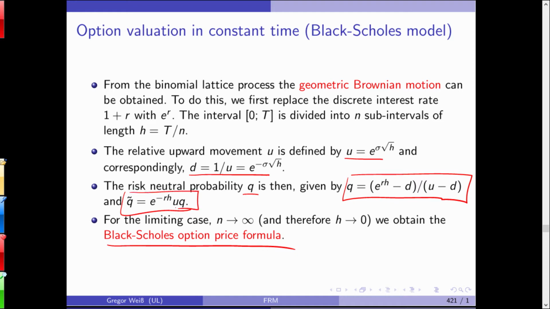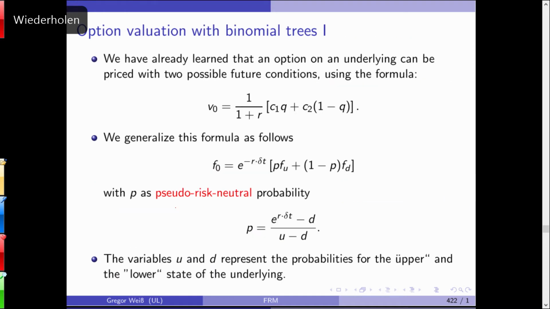And this is a central result here, that the Black-Scholes model is actually a special case of the binomial lattice process model. Okay. Now, how can we price an option? Quite simply. Remember, we are doing this in risk-neutral pricing. We generalize this formula slightly and look at it in continuous time.